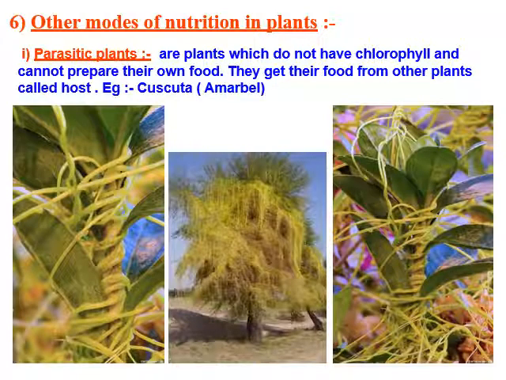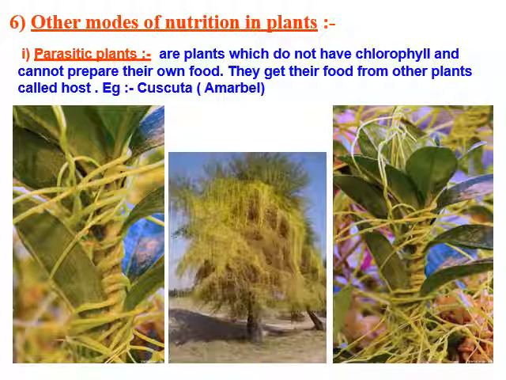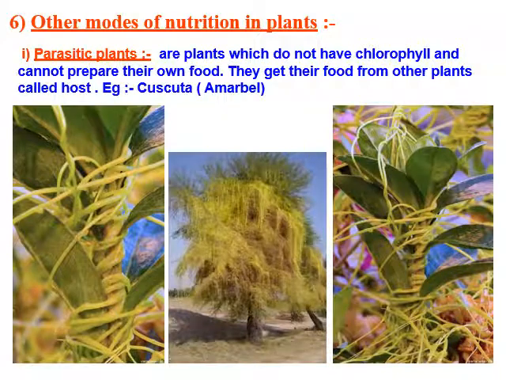Another mode of nutrition in plants is the heterotrophic mode, in which we will study three types of plants. Heterotrophic means for food, the plant has to depend on other plants or animals. First is the parasitic plants. The plants which don't have chlorophyll, or you can say non-green plants, cannot manufacture or prepare their own food because photosynthesis is not possible in them because of the absence of chlorophyll. So they get the food from other plants called host plants. Example, Cuscuta, or in Hindi we say Amarbel. You might have seen it in your nearby place.